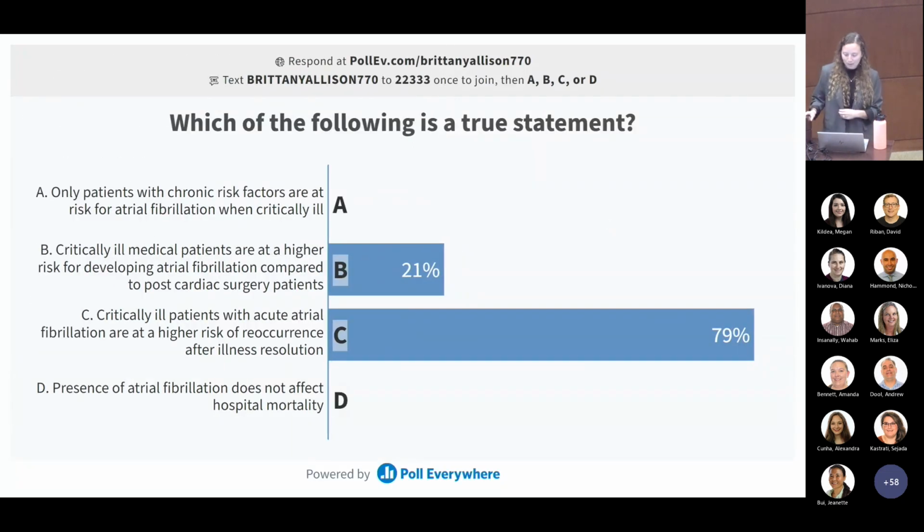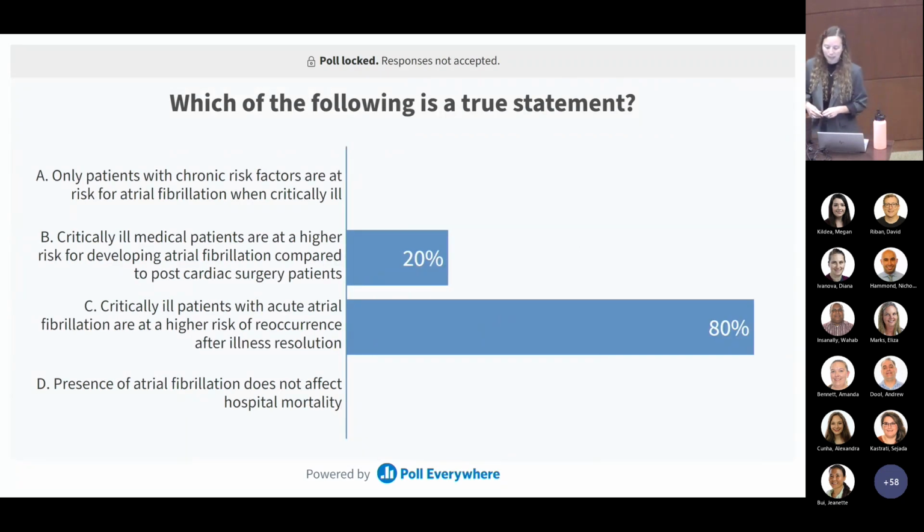Okay, so it looks like the majority of people picked C, and that is the true statement here. Critically ill patients who develop AFib in the acute setting are at a higher risk for reoccurrence after illness resolution. And if you remember previously in the presentation, we discussed how about 50% of patients would have a reoccurrence within the first year after hospital discharge. A here is incorrect because critically ill patients are still at risk, whether or not they have chronic risk factors or not. B is untrue because cardiac surgery patients are at a higher risk than our medically ill population. And D is not true because patients with AFib are at this increased risk of hospital mortality.